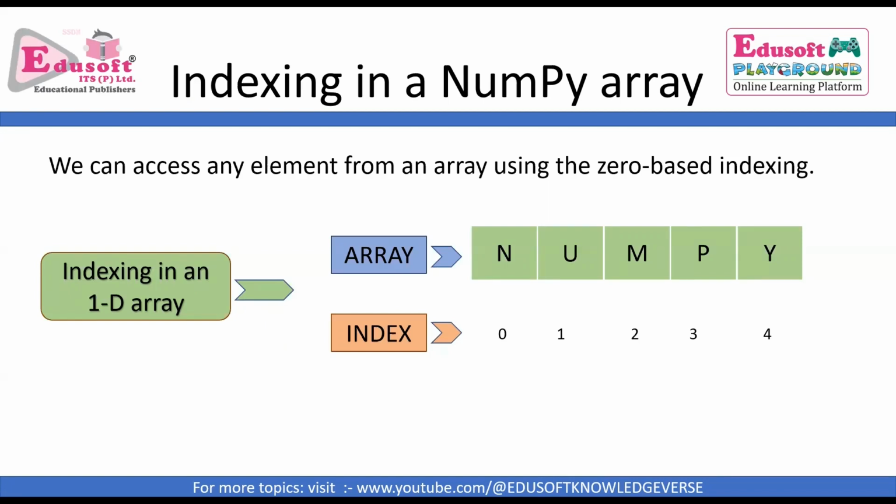So, if I want to access the very first element, in this case that is N, then what index do I have to give? I have to give index 0 to access the very first element because it is at index 0. Index always starts from 0 and it ends at the total length minus 1. That's why it is called zero-based indexing, because the index starts from 0.